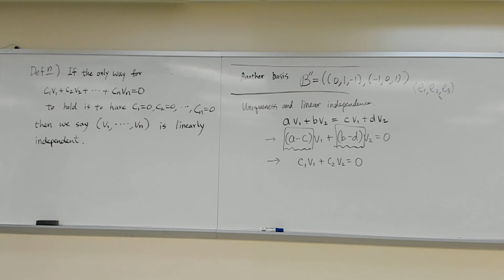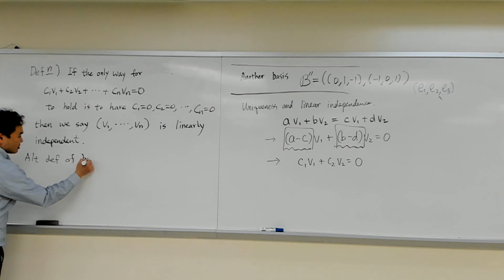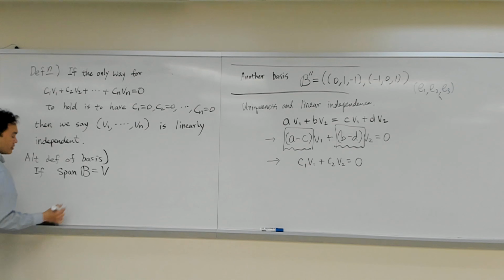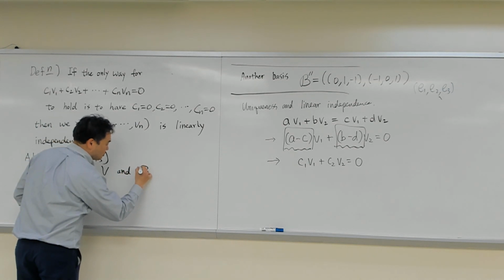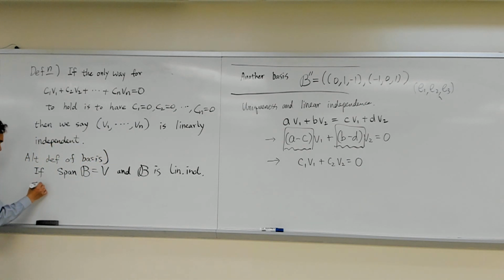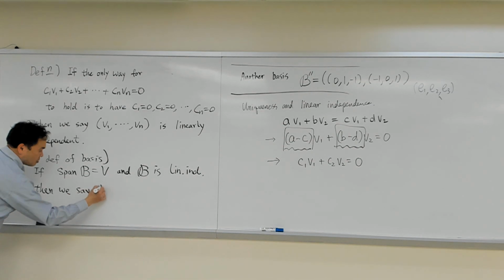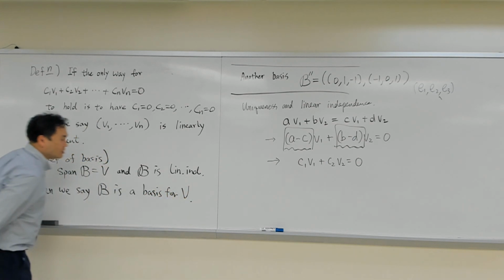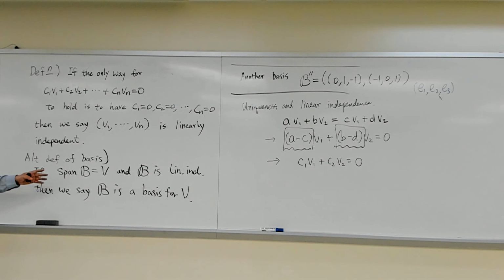Okay. So with this definition, here's the second definition of basis. If the span of B is V and B is linearly independent, then we say B is a basis for V.